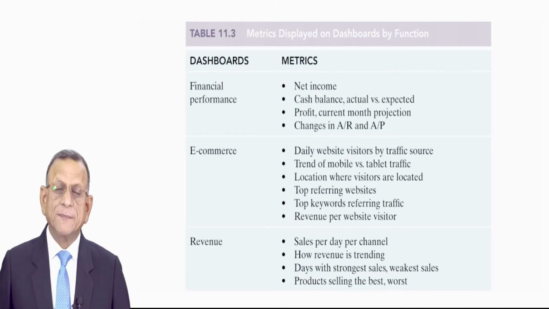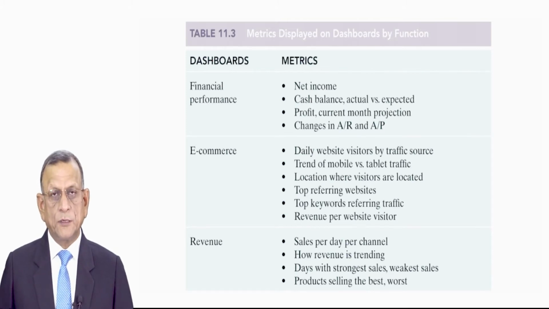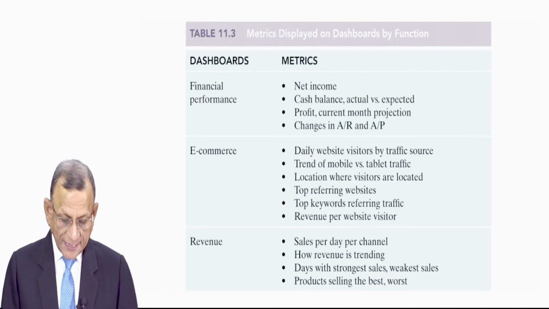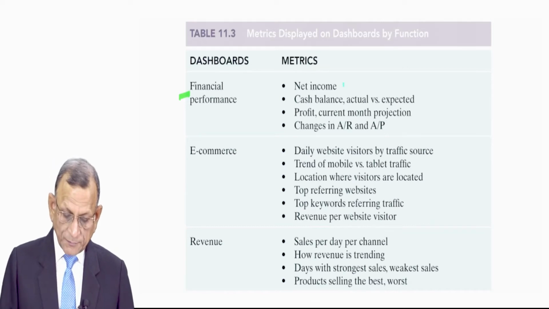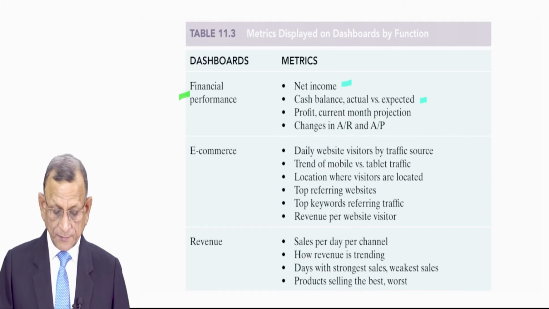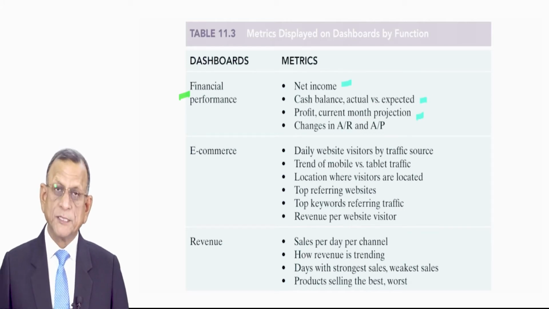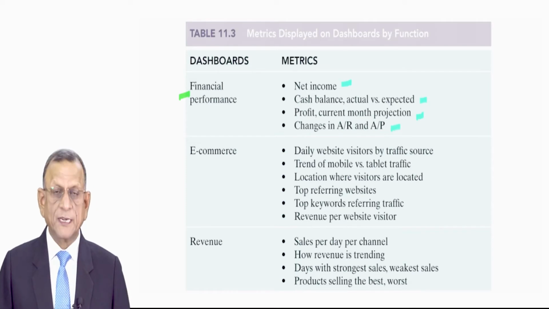So, we have this table 11.3 to help us understand the KPIs or the parameters a person would like to have on their dashboard. Say, like financial performance. For financial performance, we may consider net income, cash balance, actual versus expected, profit, current month projections, and changes in accounts receivable and accounts payable.